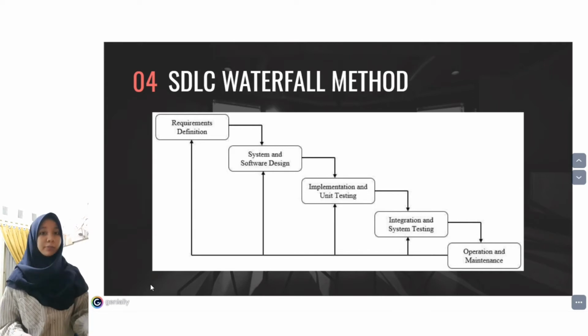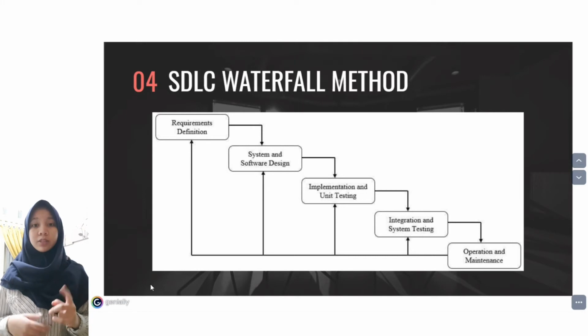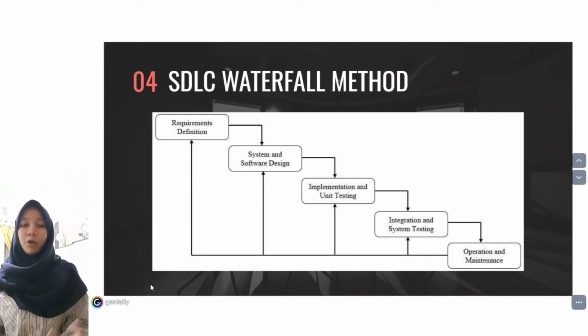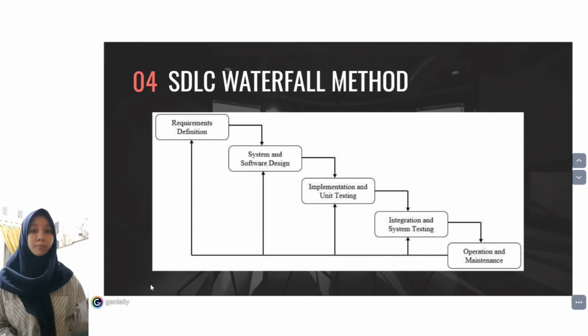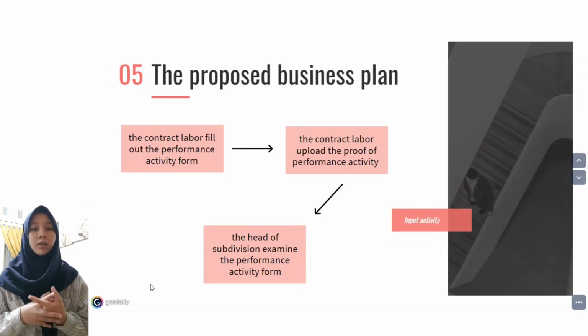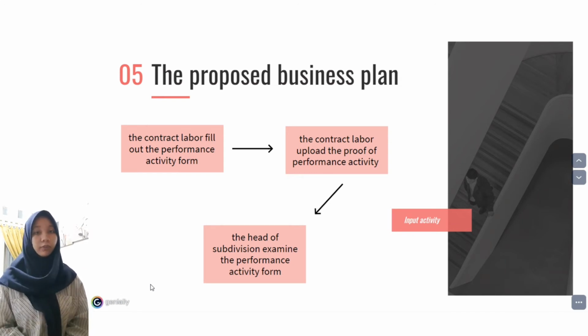Then, once the system has been built, the developer can go to the fourth step, integration and testing. In this step, the testing uses black box testing and user acceptance test. And then the last, operation and maintenance. So in the next section, we have the business process. It will be 3 sections: input activities, appraisal activities, and monitoring activities.